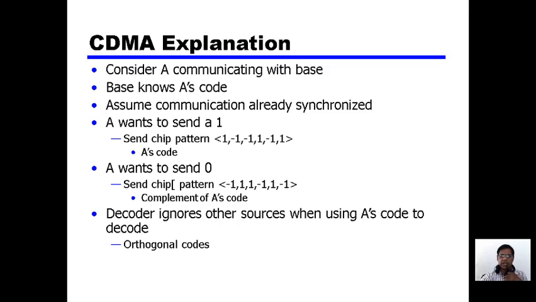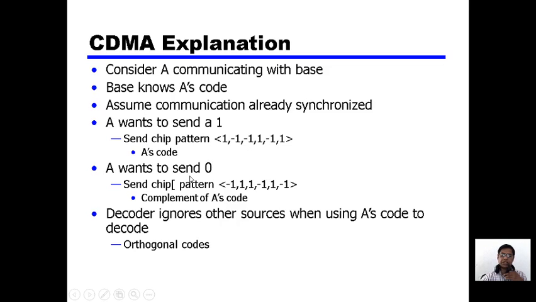CDMA explanation: consider A communicating with the base. The base knows A's code. Assume the communication is already synchronized. If A wants to send 1, it sends the chip pattern, how will it look? The chip pattern is 1, -1, -1, 1, -1, 1. So this is A's code.